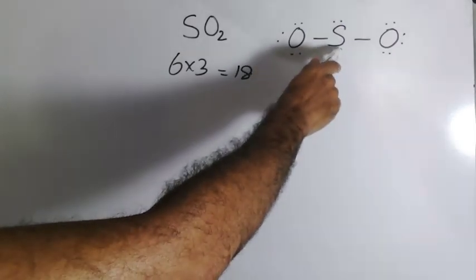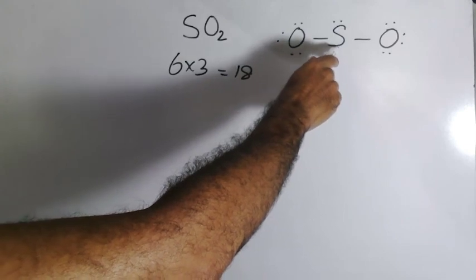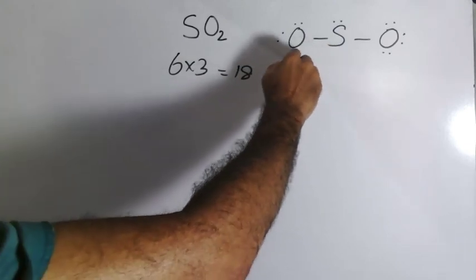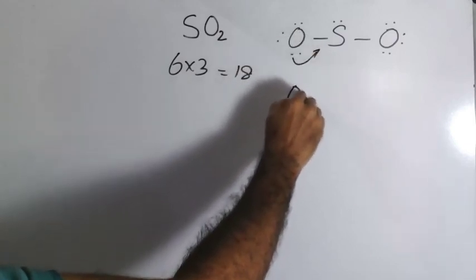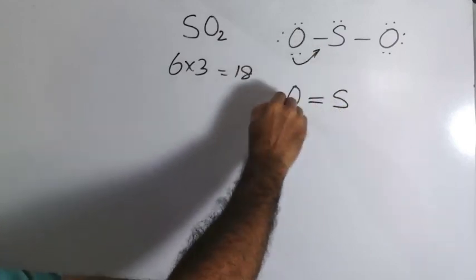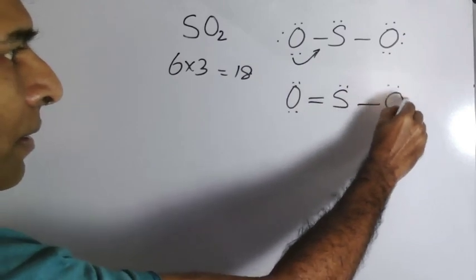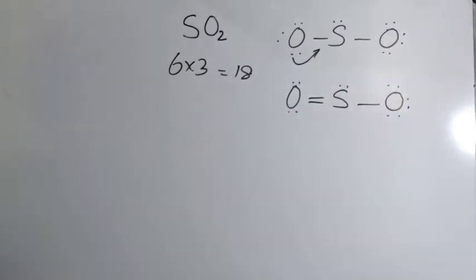Now still, the octet of the center sulfur atom has not been completed. Then I have to take 2 electrons, resulting in a double bond, like this. Now I am going to determine the formal charges.